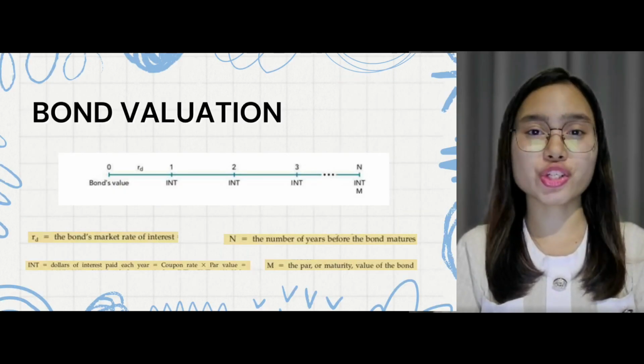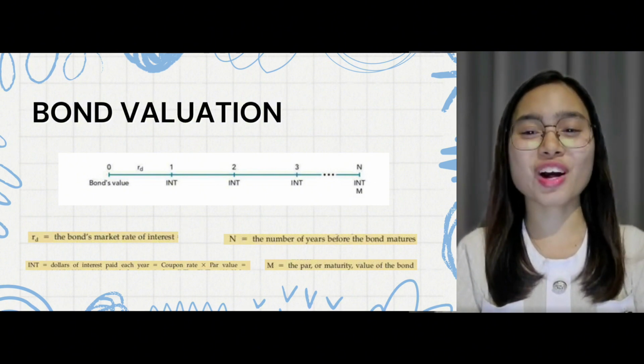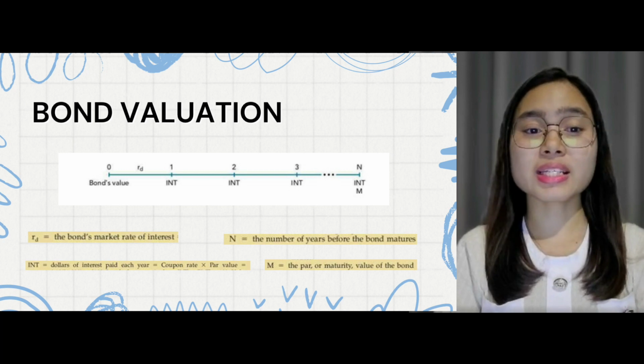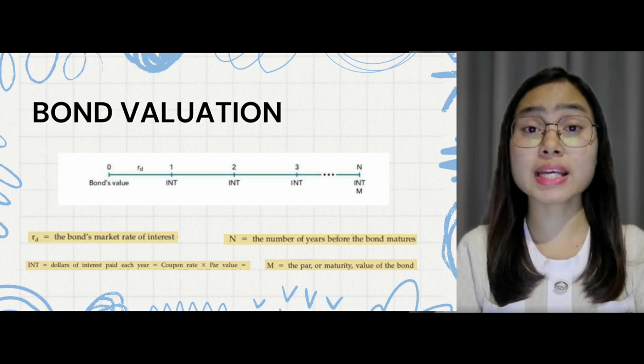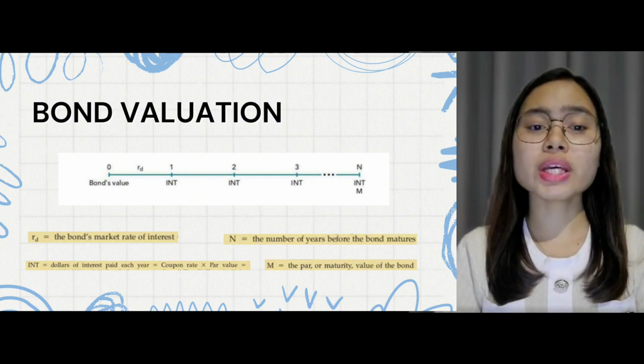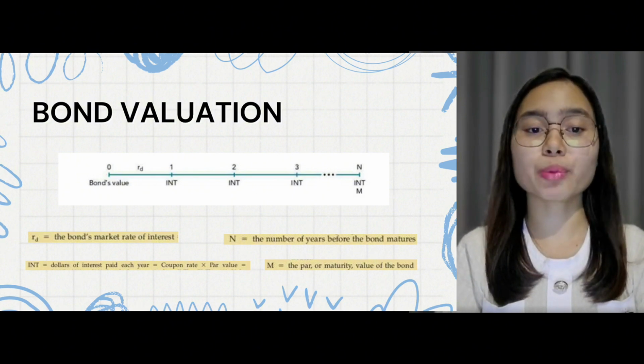Bond valuation is a technique for determining the theoretical fair value of a particular bond. The value of any financial asset, a stock, a bond, a lease, or even a physical asset, is simply the present value of the cash flows the asset is expected to produce. Here is the timeline and the terms for the equation, where rd is the bond's market rate of interest. This is the discount rate used to calculate the present value of the bond's cash flows, which is also its price.